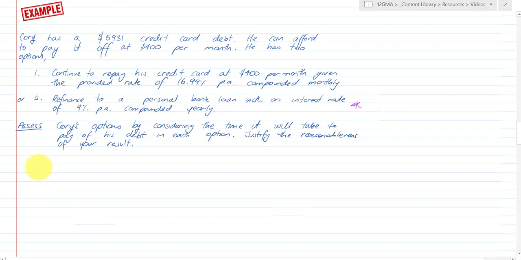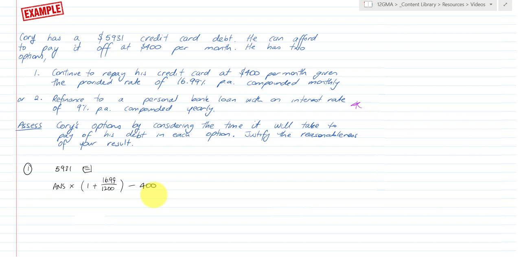So the setup is, for option 1, it's going to be 5931 equals, and then it's going to be answer times 1 plus 16.99, but it's monthly, so divided by 12 times 100, 1200, minus his repayment of 400. What I will do is I'll press it heaps of times until we get to a number under 400, and then I'll add the interest on one more time and see what he owes in that last month as well, because it's going to be close potentially.